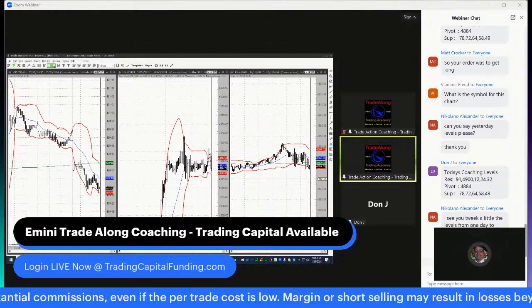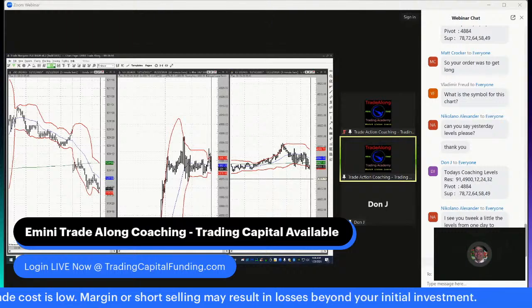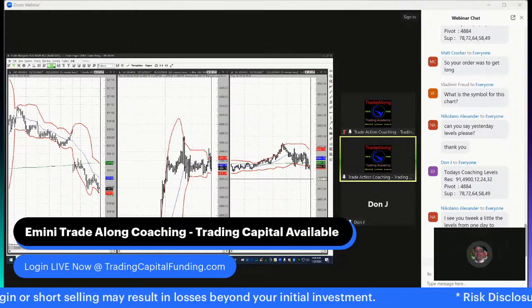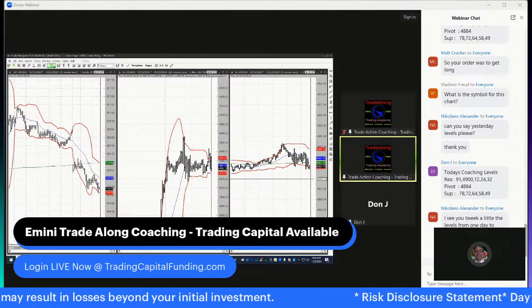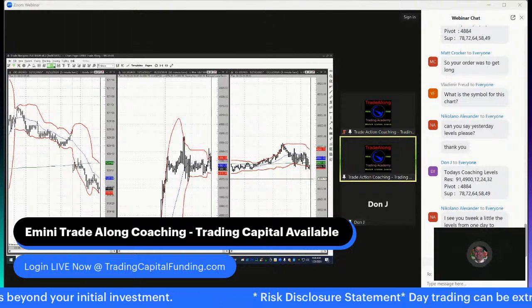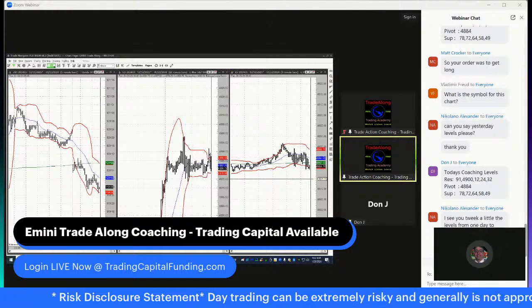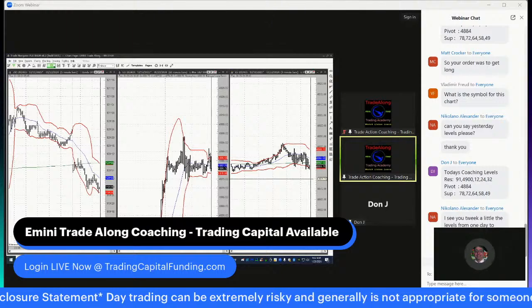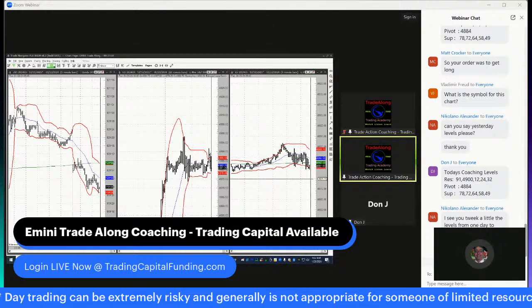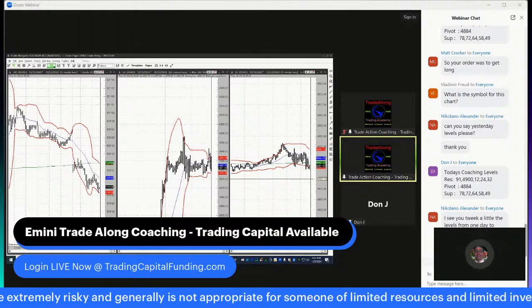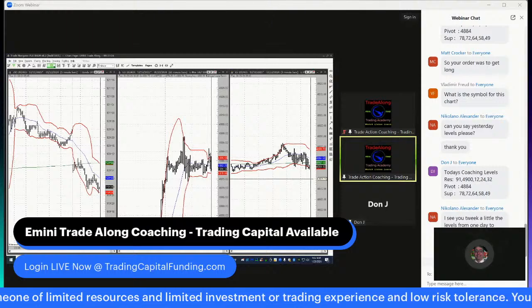I see you tweak the levels a little from one day to the next. Well, no, I mean, look, you've got yesterday's levels. They're not there to compare day to day. The levels every day are new, based on market movement. You can see by looking at the chart, we're in a very tight range, so these levels kind of repeat themselves a little bit based on price action.